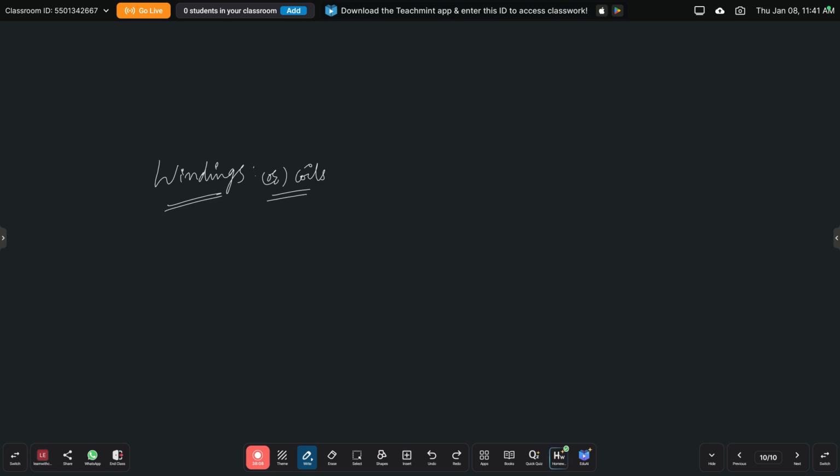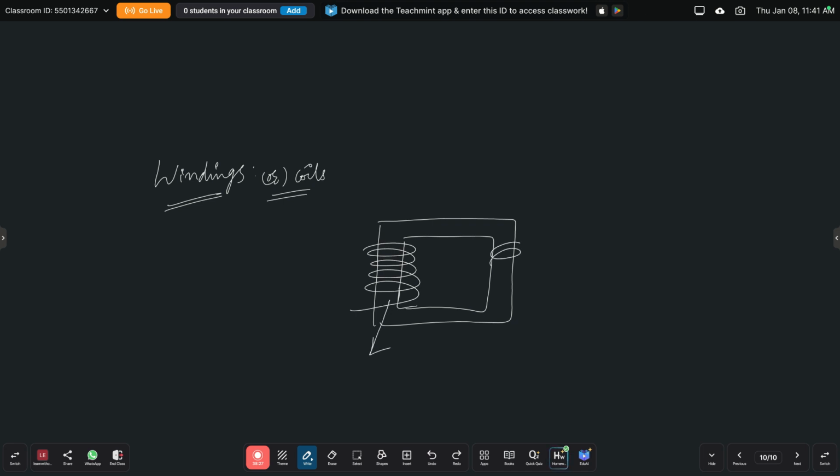The transformer windings are made up of solid or stranded copper or aluminum. In the basic transformer, the two windings are wound on two different limbs. Basically here we represent this as a magnetic core with two different limbs. On this one limb the winding is wound, and on this other limb the winding is wound. That means the two different windings are wound on two different limbs, with the primary on one limb and the secondary on the other limb. But due to this, leakage flux increases, which affects the transformer performance badly.